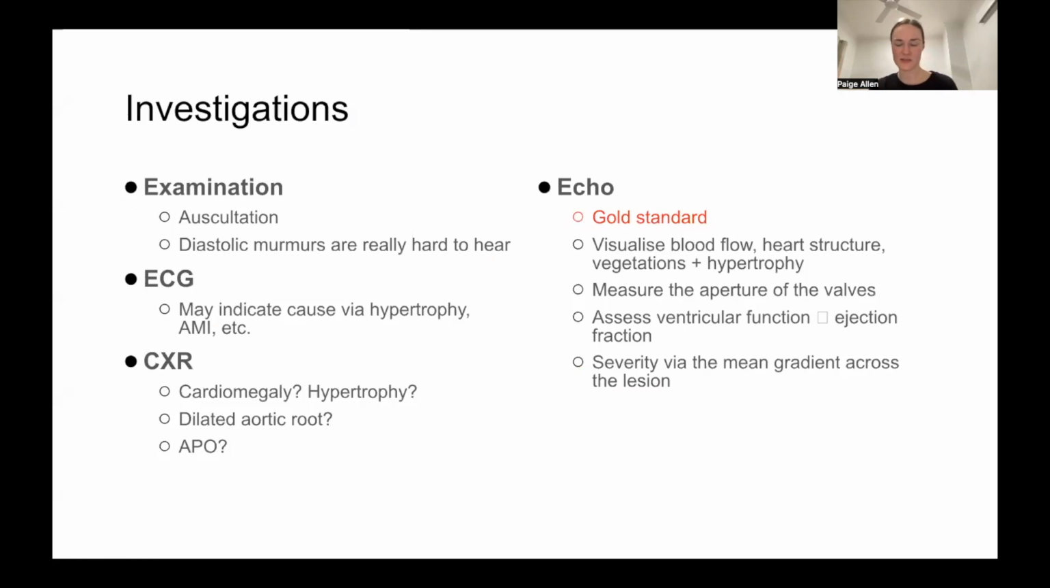All right. Ultimately, to diagnose a murmur, you do an echo. That way you can actually see how much blood is going through each valve, if there's any blood backflowing through the valve, if there's any structural problems. So if you have a murmur, get an echo and refer to a cardiologist.